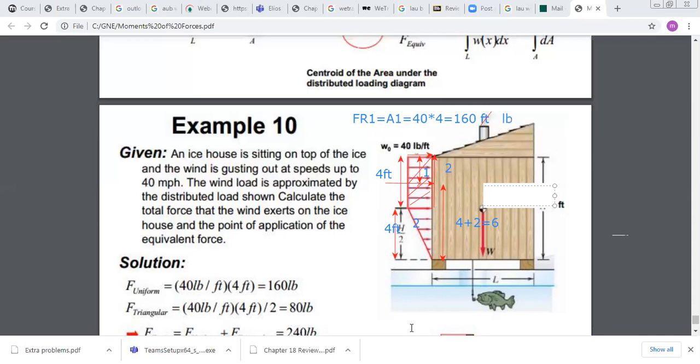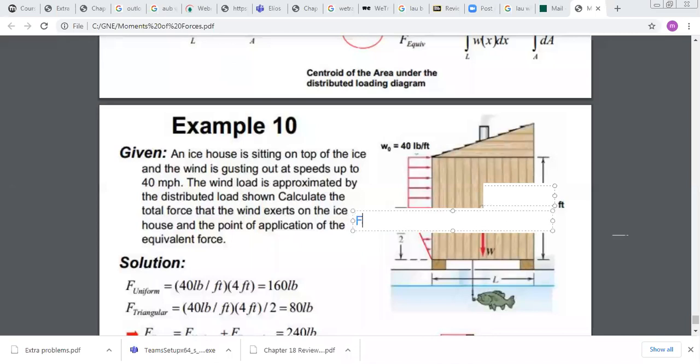Now, the second step is to do the same work for the triangular load, okay? So I will just erase for more clarity. For the triangular load, I have here a linear distribution, which will lead to a triangular area. So first, I say that the resultant force replacing the triangle should be equal in magnitude to the area of the triangle. Okay? So F resultant 2 should be equal to area 2, which is the area of the triangle.